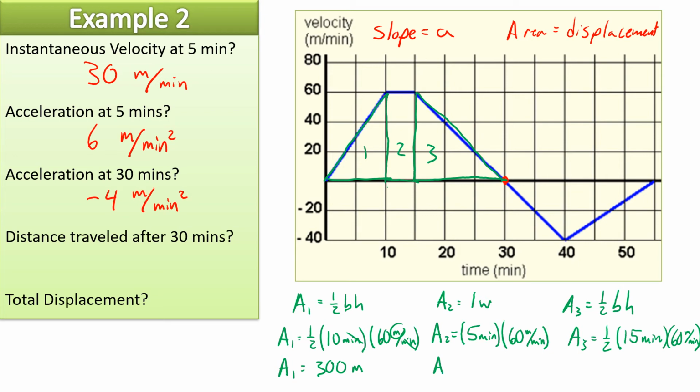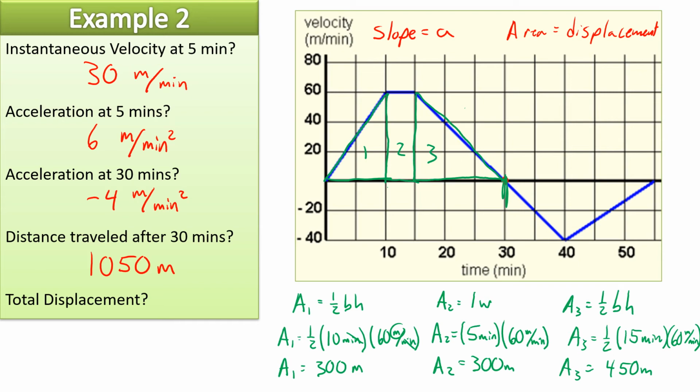The area of the second piece is 5 times 60, which is again 300 meters. And the area of the third piece is 1/2 times 15 times 60, which is 450 meters. So your total distance traveled after 30 minutes is 300 plus 300 plus 450, or 1,050 meters. Now it's asking for your total displacement.